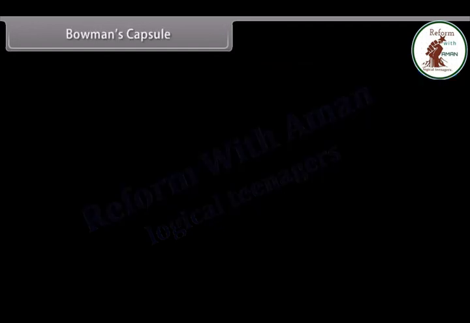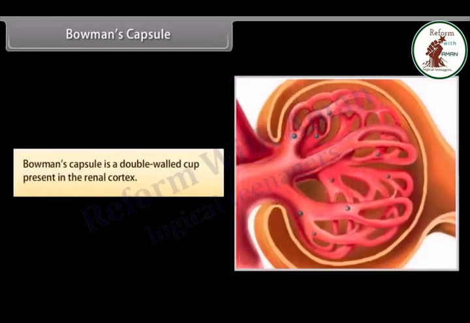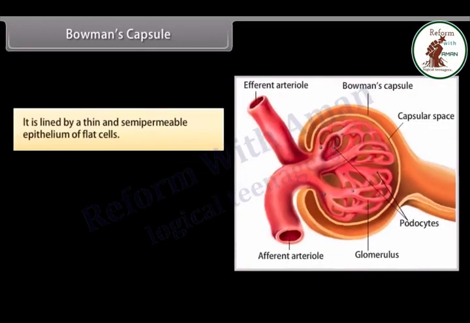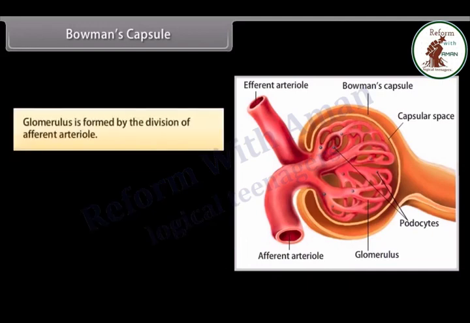Bowman's capsule. Bowman's capsule is a double-walled cup present in the renal cortex. It is lined by a thin and semi-permeable epithelium of flat cells. There is a group of blood capillaries called glomerulus in the cavity of Bowman's capsule. Glomerulus is formed by the division of afferent arteriole.